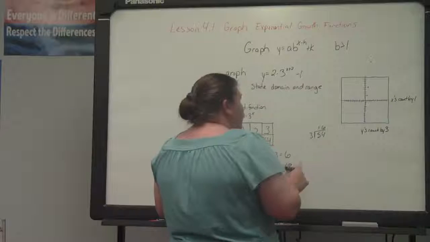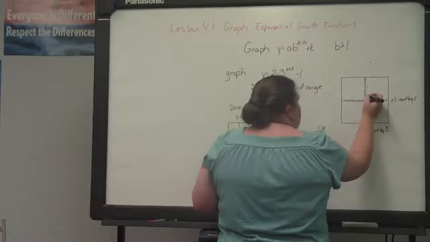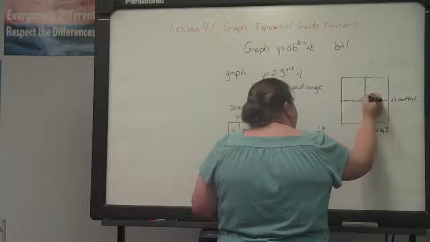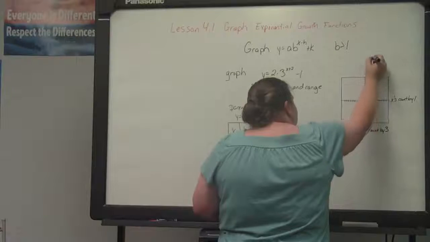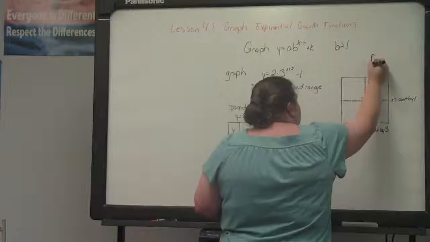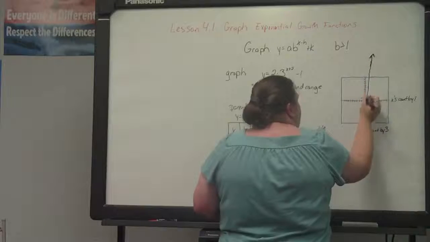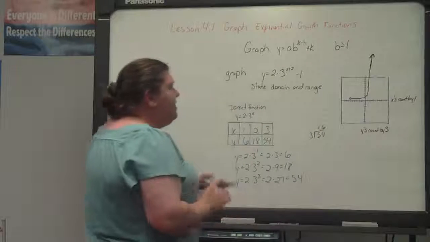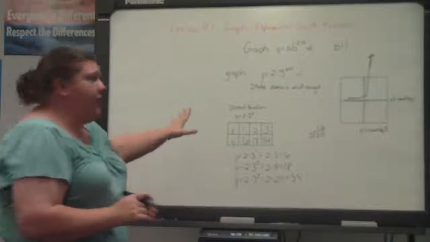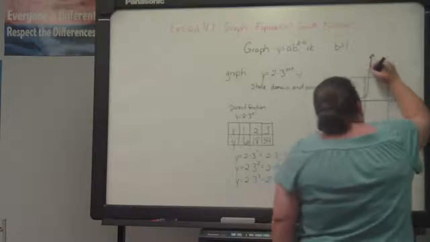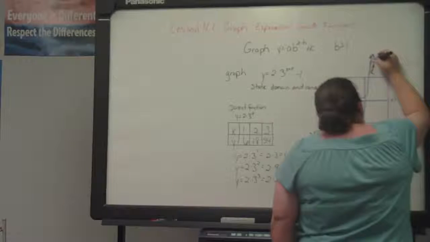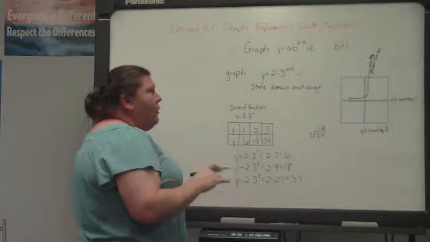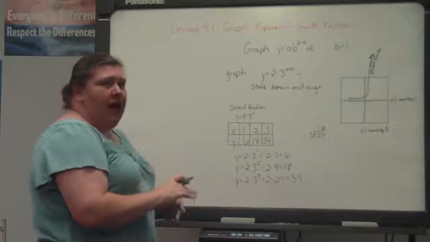So now what I want to do is connect my dots. And so I'm going to start, and I'm going to go this way. But you can see that it's a drastic increase. I go up at such a quick rate, and it's going to go that way. Now, that is my parent function. So I want to put parent function. Again, that is for anybody else to know because they're going to see two different graphs.